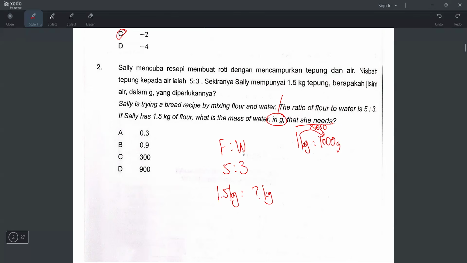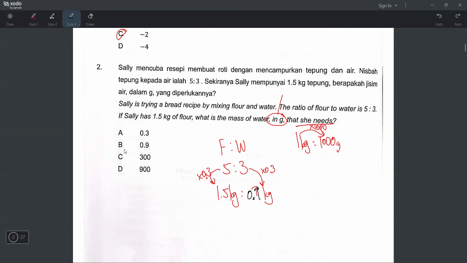Let's calculate the mass of water in kilogram. So from here to here, I times how much? Let's press 1.5 divide 5. My calculator gives me 0.3. It means from ratio convert to kg, I have to times 0.3. So from here also do the same thing. This 3 is the ratio, you want to convert to kg, you times 0.3. Here times 0.3, here also times 0.3. We press that, you get 0.9. It means the mass of water in kg is 0.9.